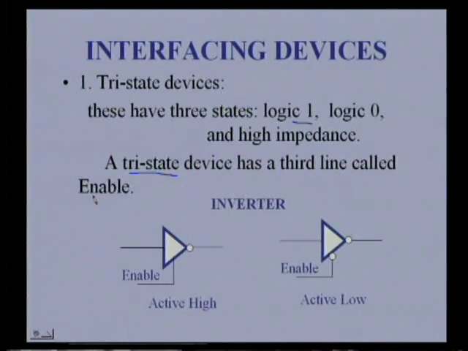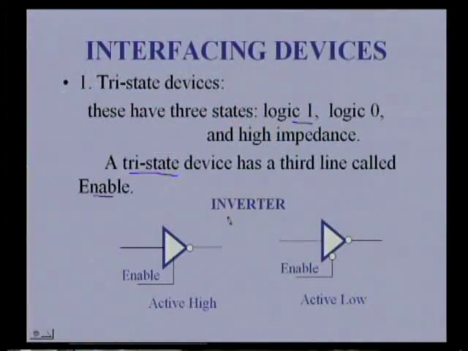A tri-state device has a third line called enable. That is, unless this enable pin is activated, this logic circuit won't work; it will be in high impedance state. If we want to make use of this logic circuit, whatever the logic circuit may be, this enable pin must be activated. Then only it comes out of that high impedance state, and whatever outputs that logic circuit produces will be either ones or zeros. That is, it behaves just like a normal logic circuit.